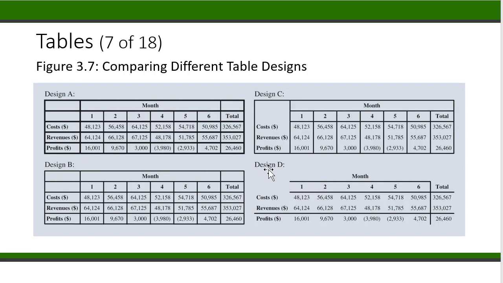Some research has suggested that table design D, with the fewest grid lines, is the easiest to read. It also follows the principles that were suggested on the previous slide. We're just using horizontal lines to distinguish between the title and data points, and we've omitted all the vertical lines except where there's been some kind of calculation.